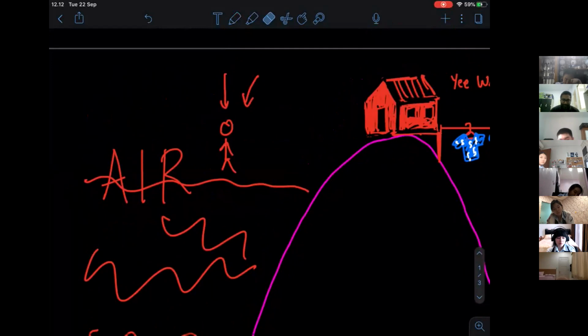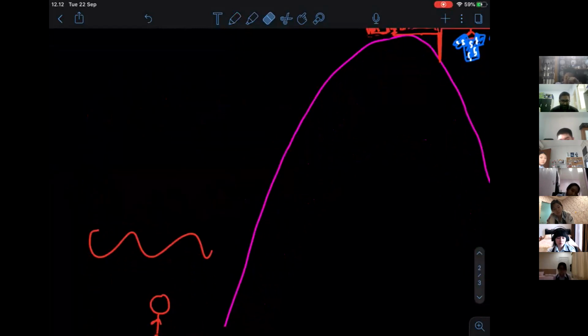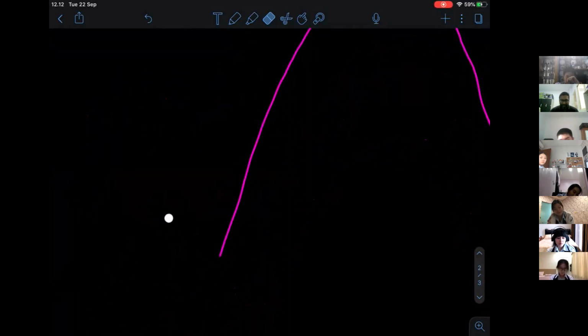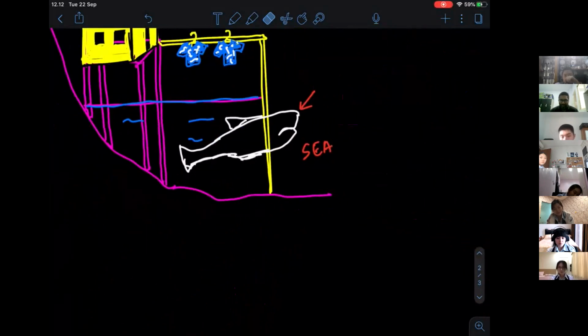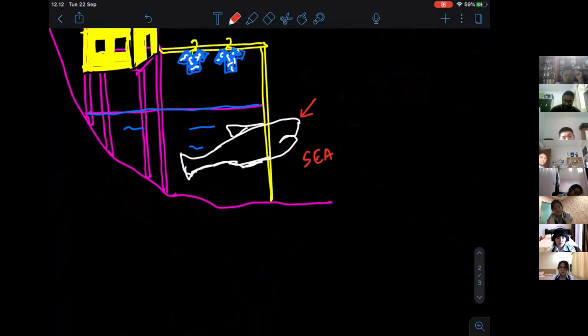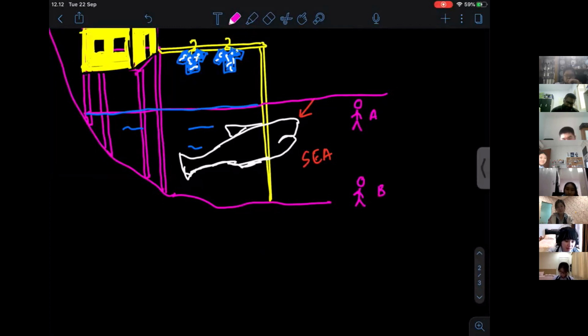I think it's much easier to explain if you imagine being under the water. Let's say you get stuck over here, and then you get stuck over here. Who will die first? Michelle? A or B? B. Why? Because the pressure is more. Ignore the great white shark.